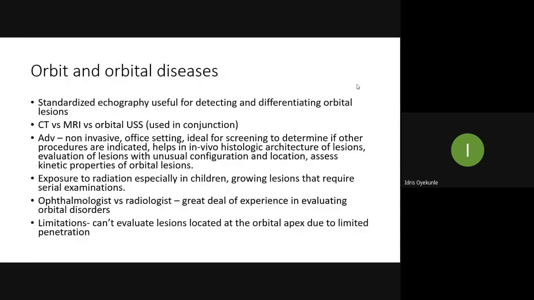So when you look at an ophthalmologist or a radiologist, who is better to do an ultrasound scan? Well, it's good to have a very good knowledge of orbital disorders, and also a great deal of experience. And so this helps guide whether this patient should go for a CT or an MRI. The limitation is the fact that the ultrasound cannot reach the orbital apex because of limited penetration. So you may have to still work with radiologists in doing computed tomography or the MRI.